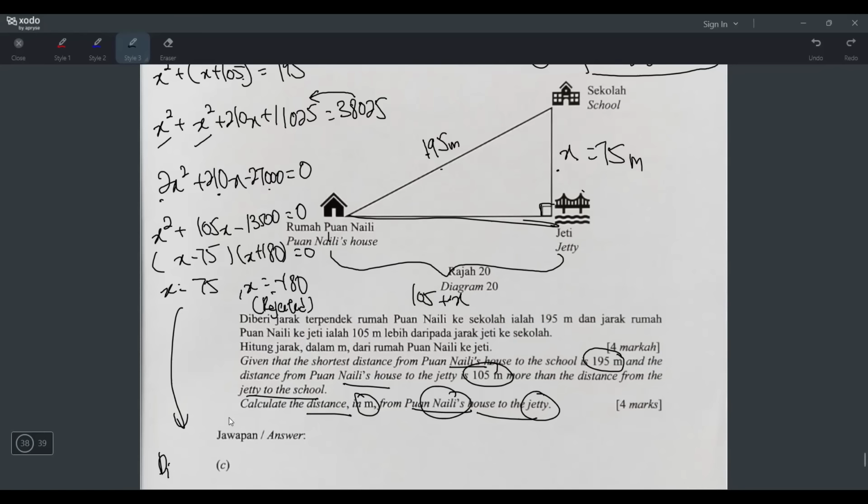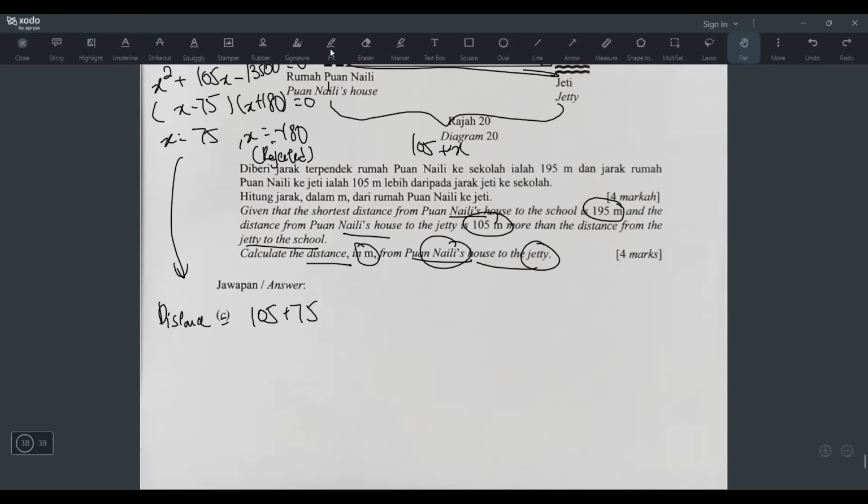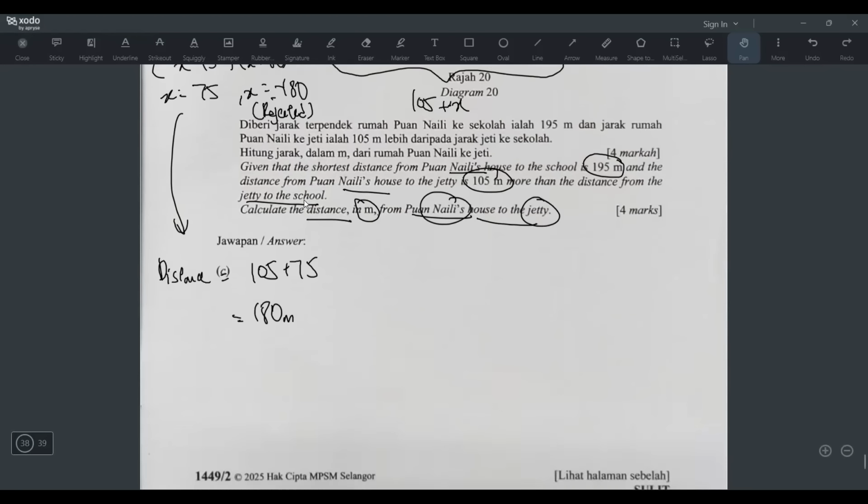So the answer should be what? The answer should be 105 plus 75, like this. So the answer is 180. And it will be in meter lah. Yeah. So that is the answer. Okay. Alright, that's all.